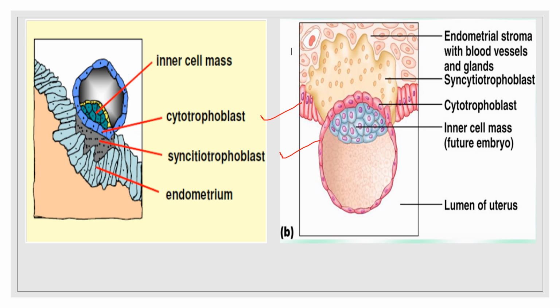Now this syncytiotrophoblast, you can see that this is the syncytiotrophoblast. It erodes the endometrium. So this is the endometrial stroma. It is the wall of the uterus. This syncytiotrophoblast erodes the endometrium and the blastocyst burrows into it. So this is the process of implantation. And the implantation site is usually on the dorsal wall of the uterus. So we can see from this picture, this is the syncytiotrophoblast, this is the cytotrophoblast, and this is the inner cell mass, which is our future embryo. Okay, and this is the lumen of the uterus.